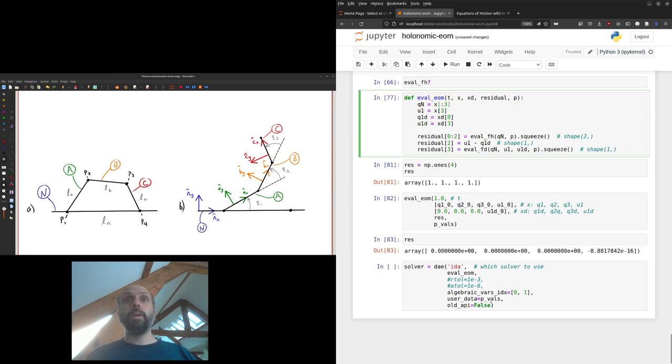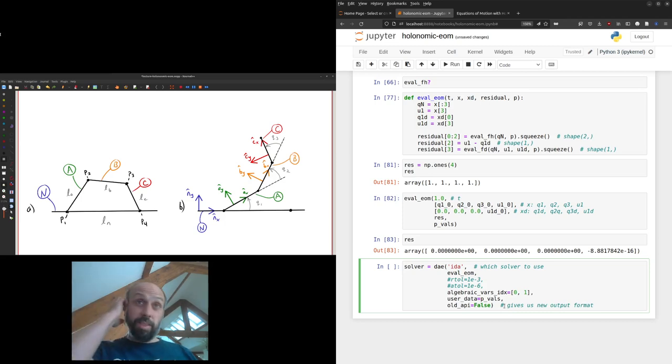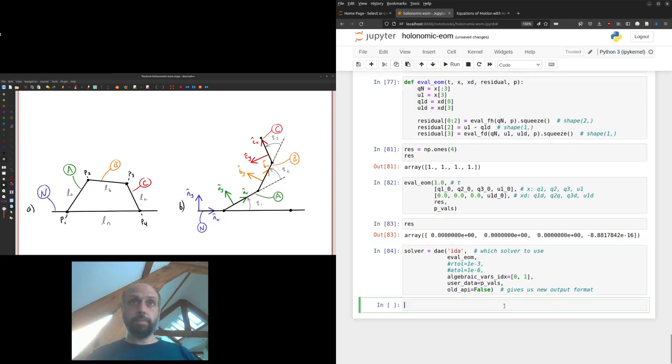So I pass p-vals there, and this old API setting, I just set it to false because I guess scikit-ODEs has a different output that you can get from the solver that's an old one, and we're going to just use the new one because I assume it'll change to that at some point. So this will give us the new output format, right? I think that should set things up. It gives us a solver.